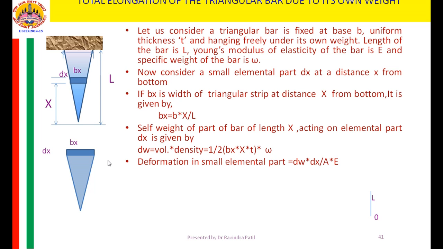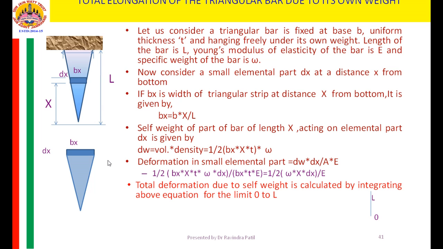Deformation of the small elemental part, once the weight is known to us, is given by dW into dx divided by A into E. Substitute the values of dW, Bx, A and E. You will get the total deformation due to self weight as WL square divided by 4E.